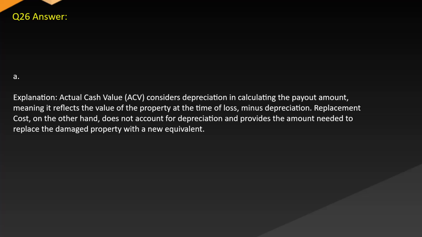Answer A. Explanation. Actual cash value (ACV) considers depreciation in calculating the payout amount, meaning it reflects the value of the property at the time of loss minus depreciation. Replacement cost, on the other hand, does not account for depreciation and provides the amount needed to replace the damaged property with a new equivalent.